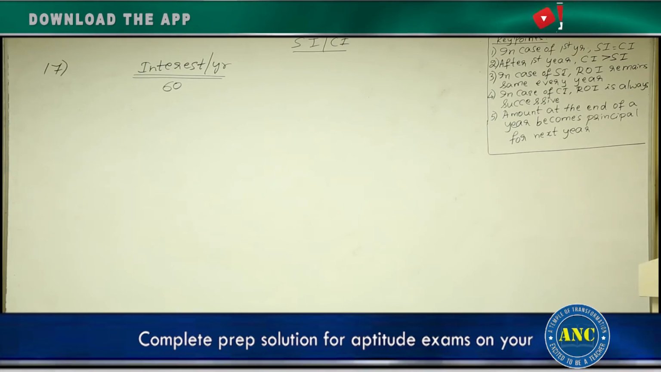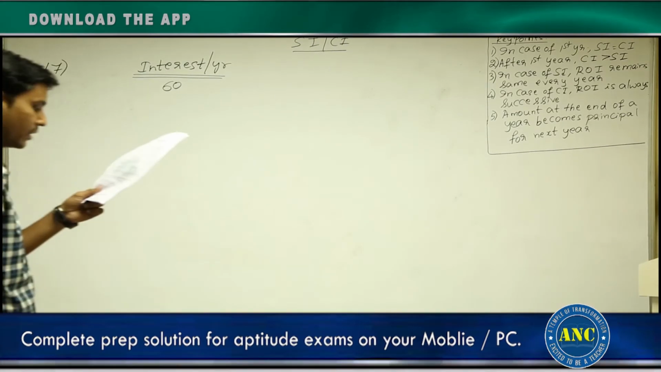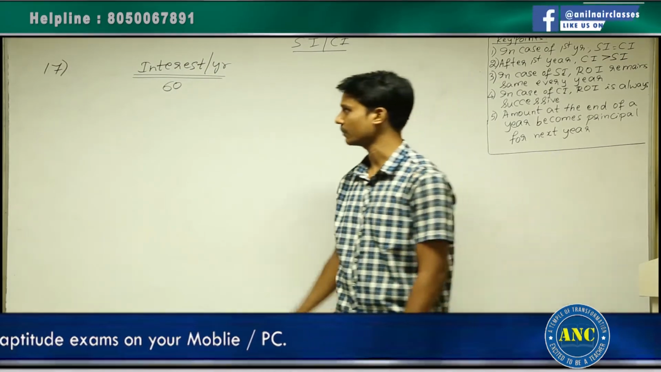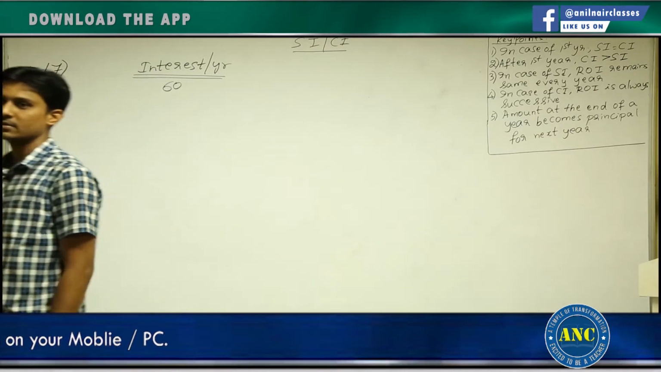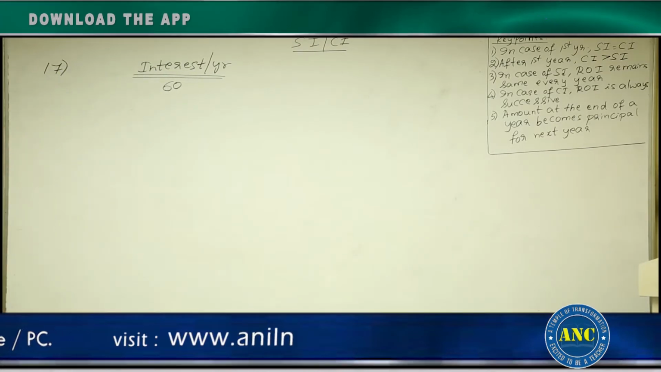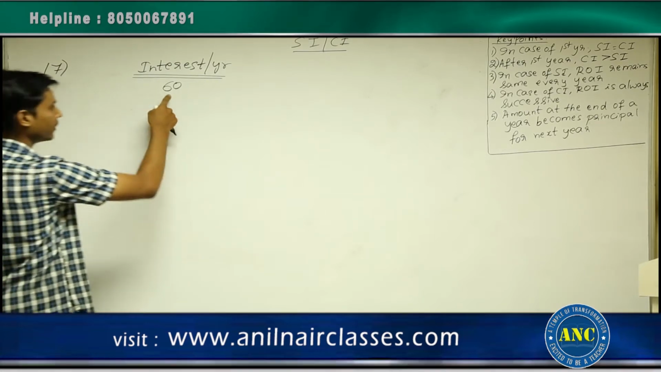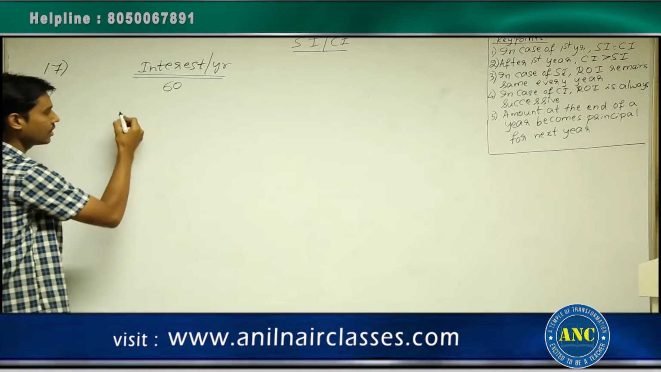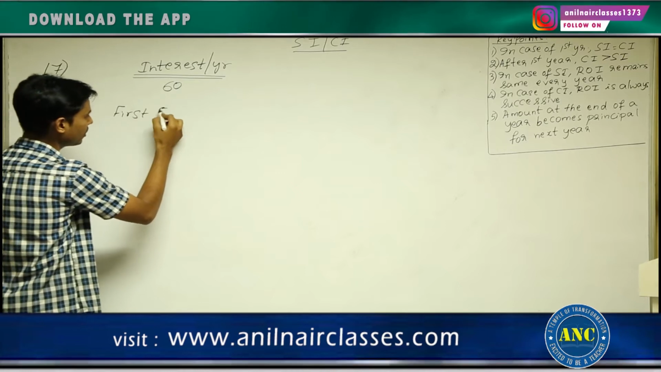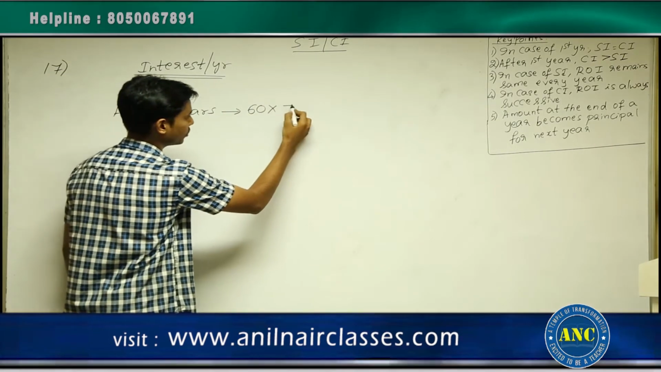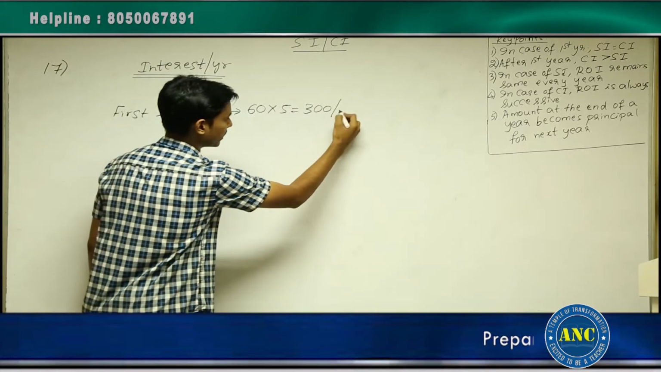If the principal is tripled after 5 years, what will be the total interest at the end of 10th year? Please see here. Principal is tripled after 5 years. That means for the first 5 years there is no change in the principal. Every year for the first 5 years I am giving you 60 rupees extra. So it is 60 into 5. I am giving you 300 rupees extra.